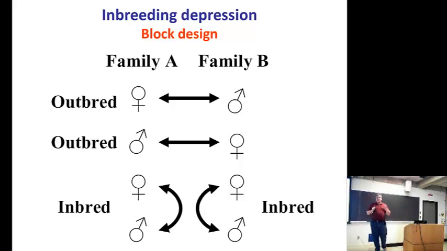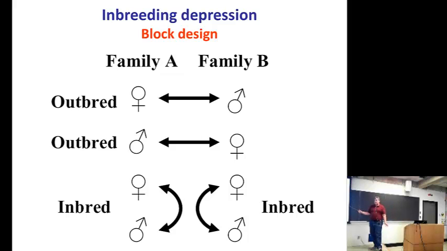All of my experiments are going to use a very specific type of experimental design. This is something I call a block design. The block design is basically where we're going to cross two families. So let's take family A and family B. They're both unrelated, outbred families. We're going to take a male from family B and cross with a female from family A and vice versa. These are going to be outbred. And then we're going to do a cross within each of the families. So a female with a male from family B and the same from family A.